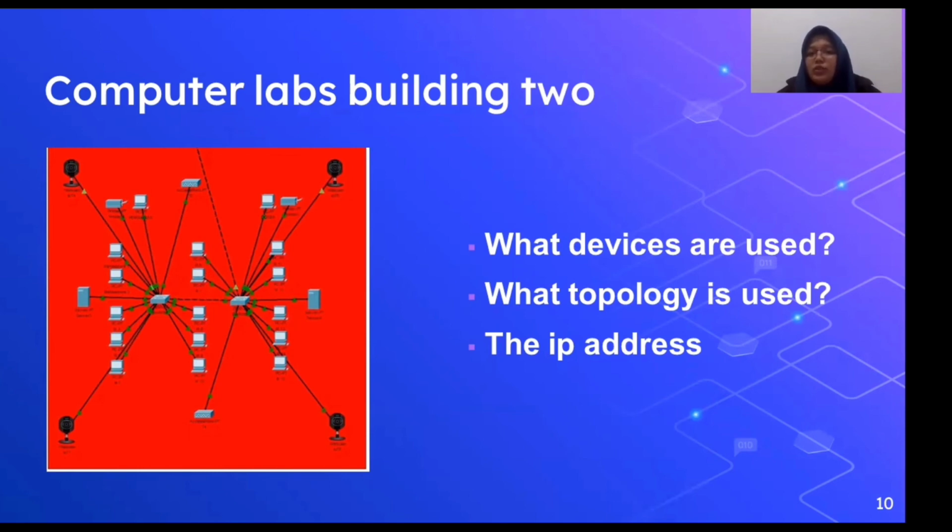Computer Labs Building 2. What devices are used? In the Computer Lab Building 2, there are 17 PCs, 4 CCTVs, 2 servers, 2 printers, 2 switches, and 2 access points. What topology is used? The topology used is star topology. The IP address is 192.168.100.1.